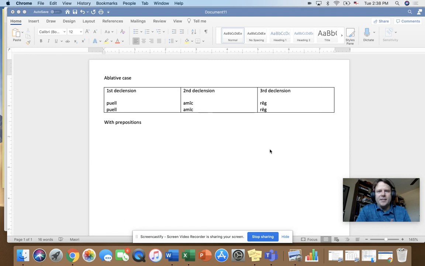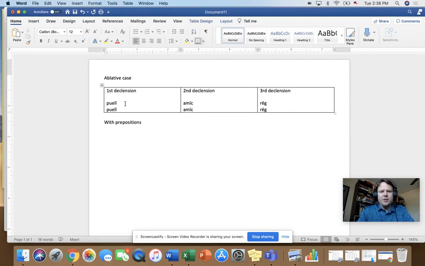Hi, everybody. This is stage 28. We are talking about the ablative case. You have known the ablative case for a very, very long time. In terms of how a word looks, the morphology of it, it's exactly the same thing.